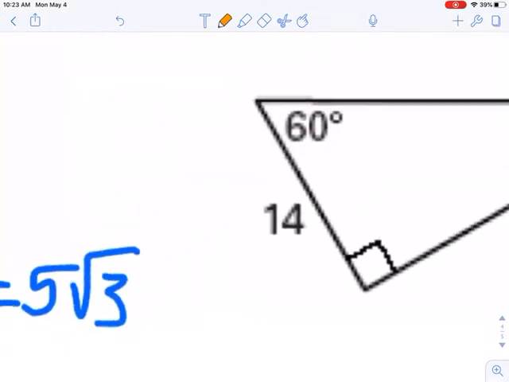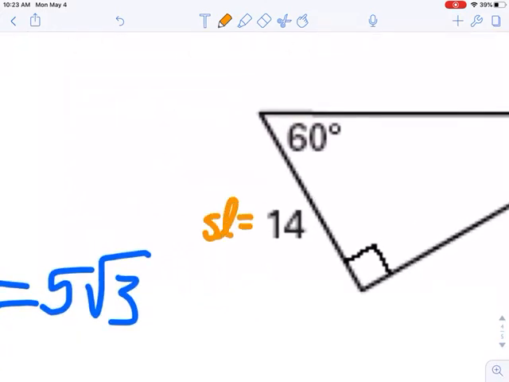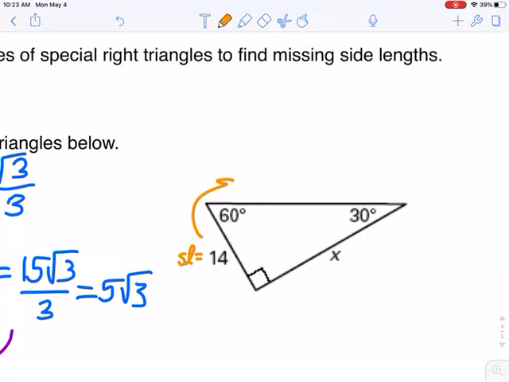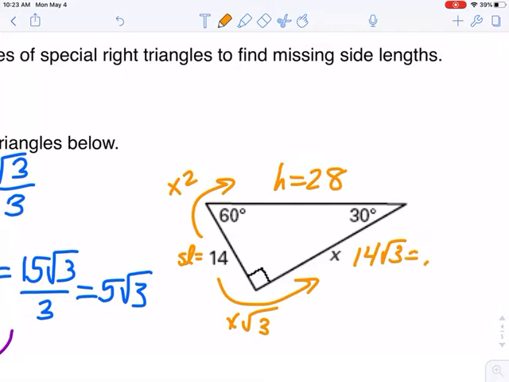This is a good one right here. And the next one, because we haven't seen this in a while, we're given the short leg. In my opinion, this is the easiest one. You just multiply by 2 to get the hypotenuse, 28. To get the long leg, you multiply by radical 3. So it's 14 radical 3.